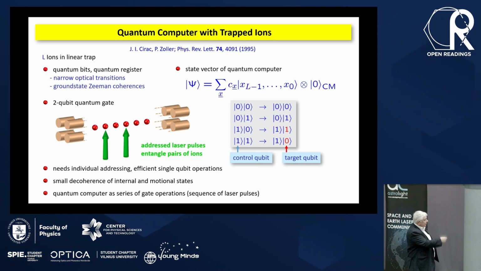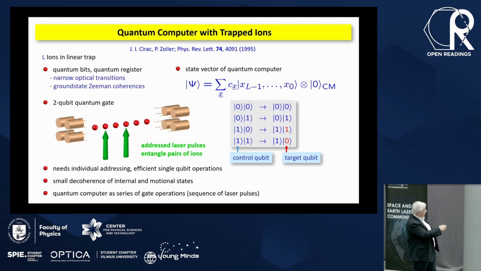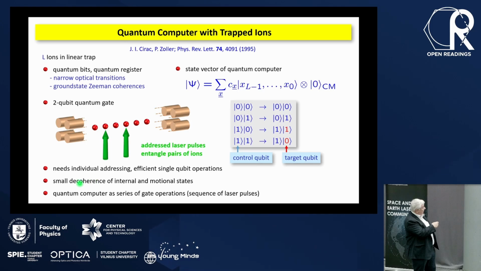So in other words, if you want to achieve that, you have to be able to individually address the ions and efficiently make single qubit operations. You need a small decoherence of the internal and the motional states. And of course, your quantum computer is then realized as a series of gate operations, or in this case, a sequence of laser pulses. Blueprint, that's the idea.